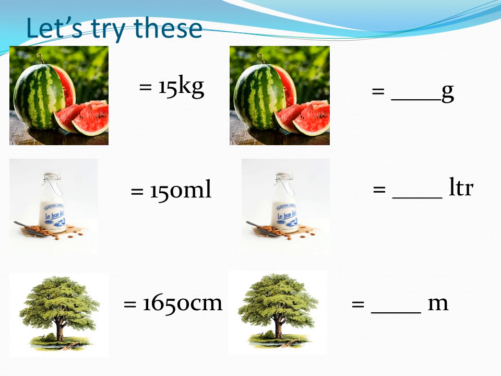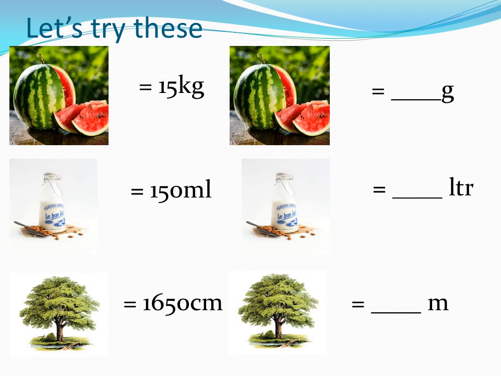1000 grams make 1 kilogram. We're converting to grams, and grams is a smaller unit. So do we multiply or divide? Correct. We multiply because we're converting from a bigger unit to a smaller unit. And we already said 1,000 grams make 1 kilogram. So we multiply 15 by 1,000 and we have 15,000 grams.